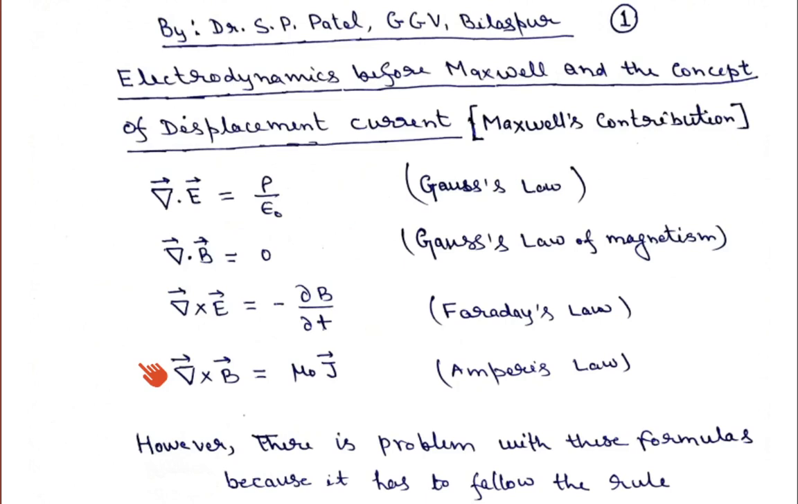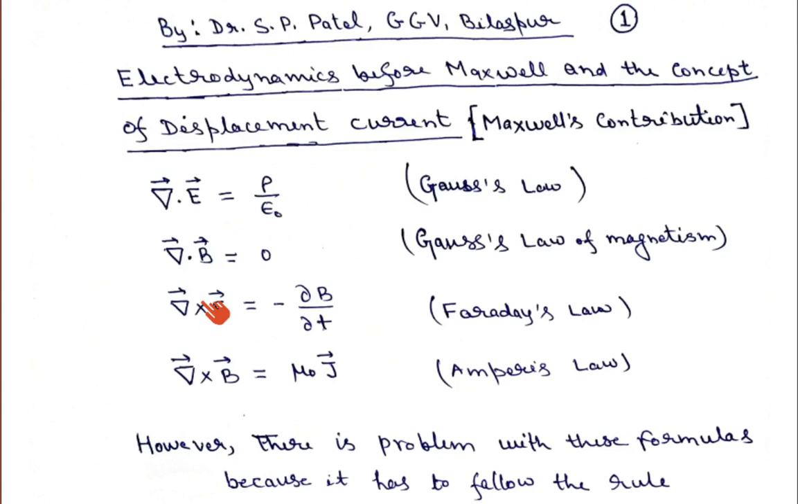In electrostatics, if we go back, the basic equation was the Gauss's law of electrostatics: divergence of E, del dot E, is equal to rho upon epsilon 0. Then in electrostatics we also learned one more thing: del cross E was equal to 0.